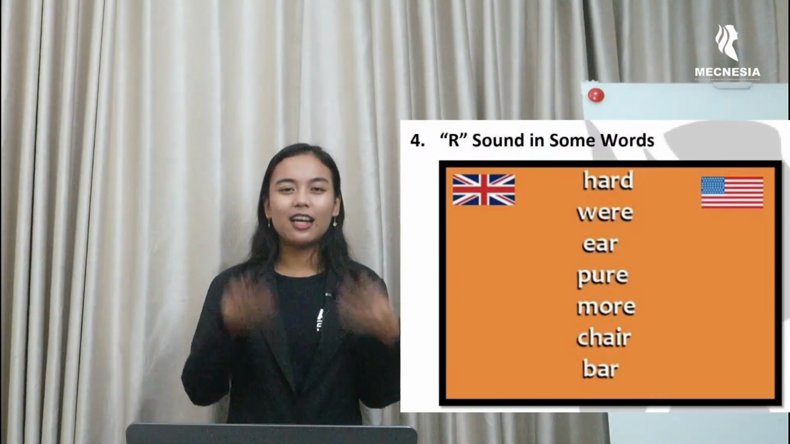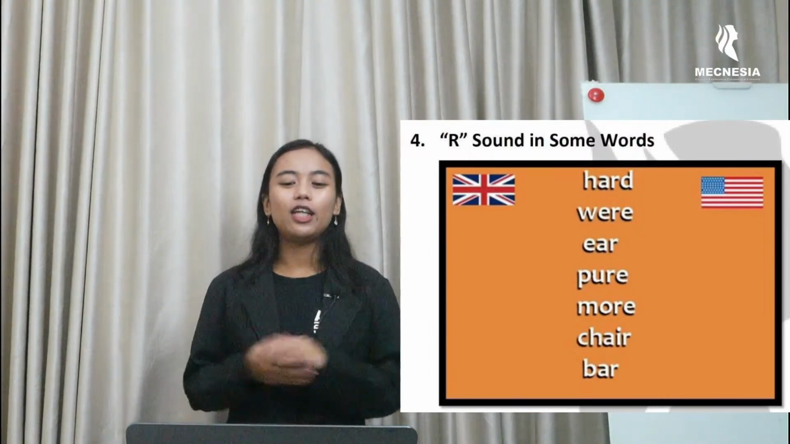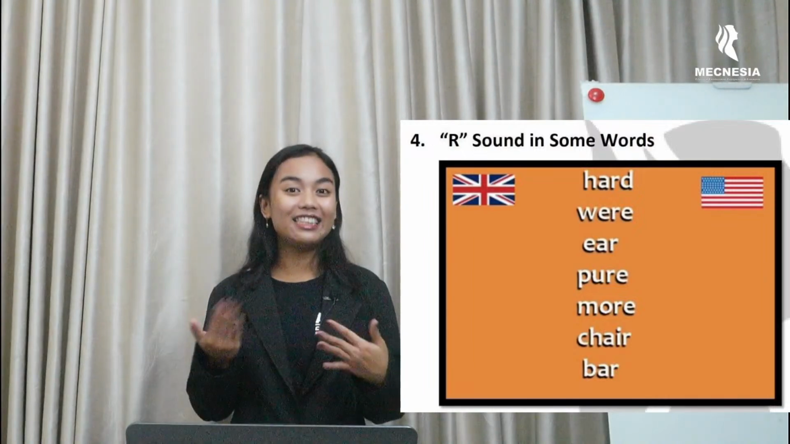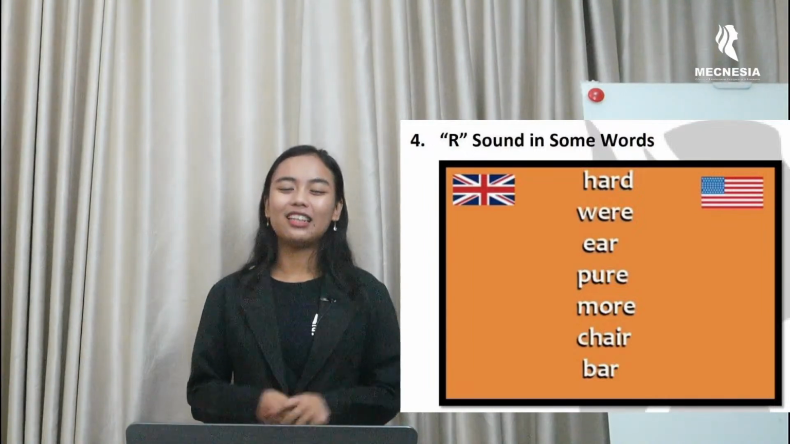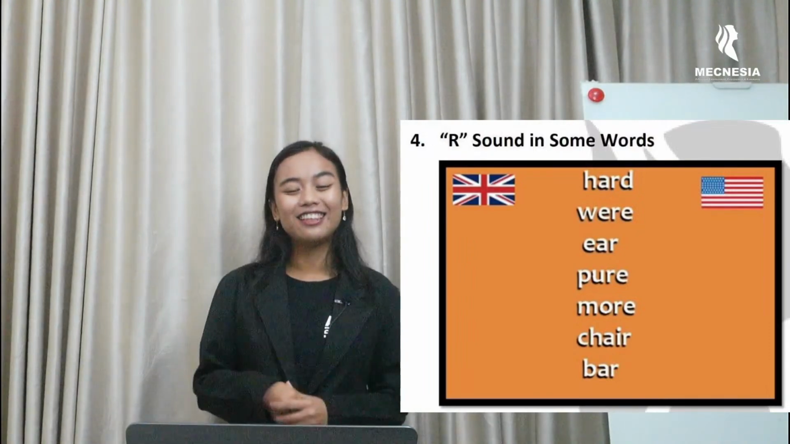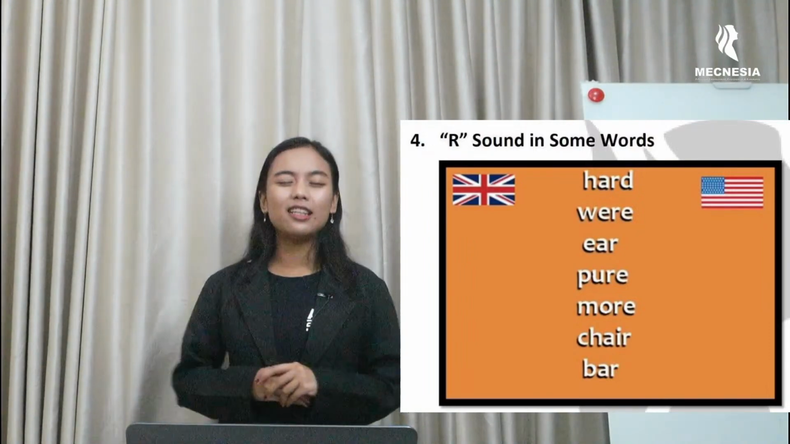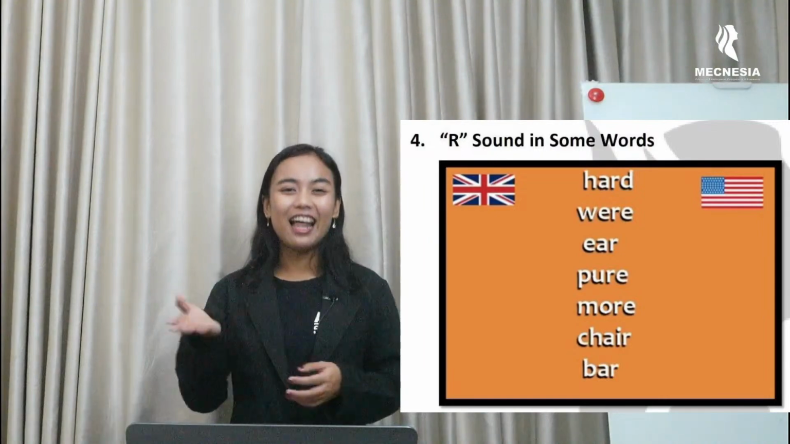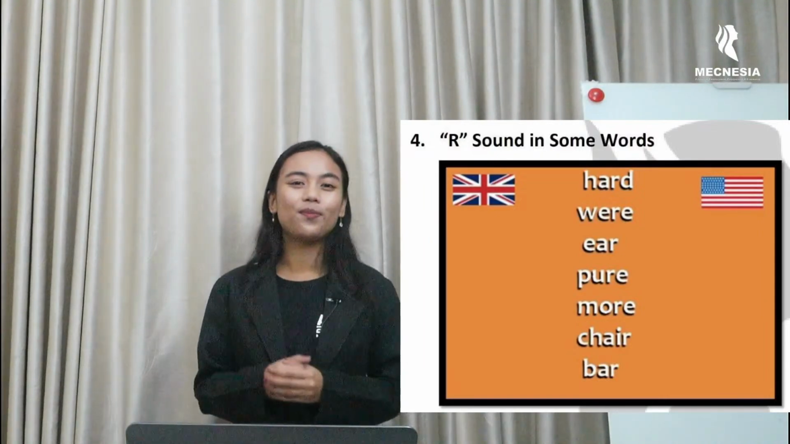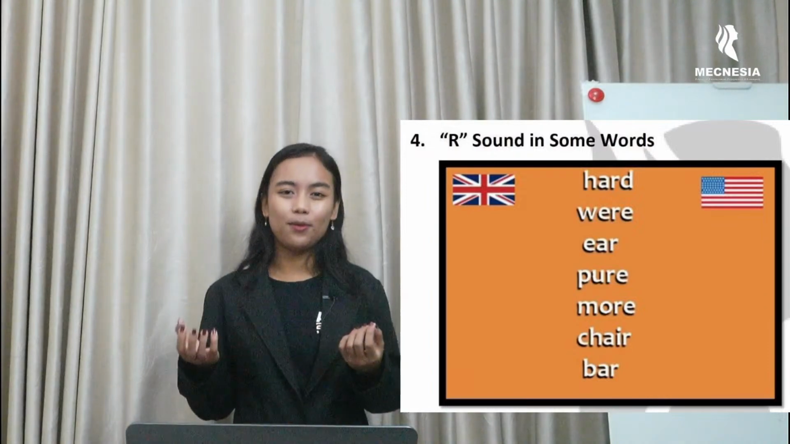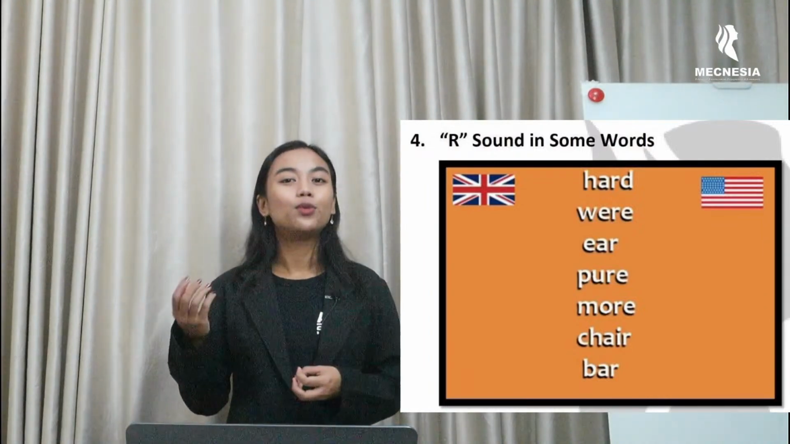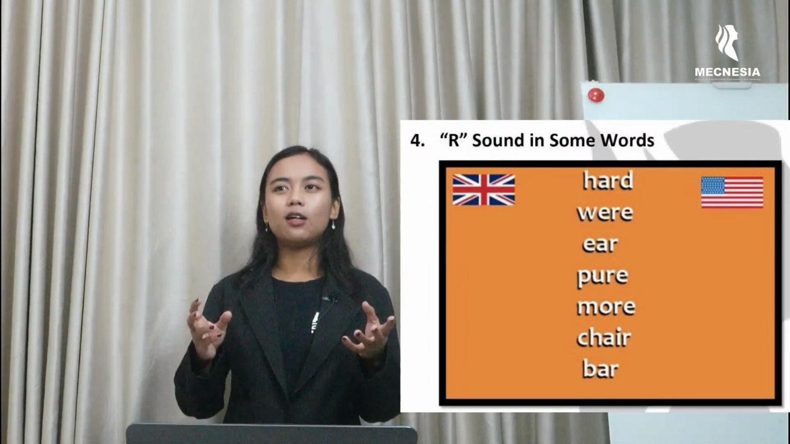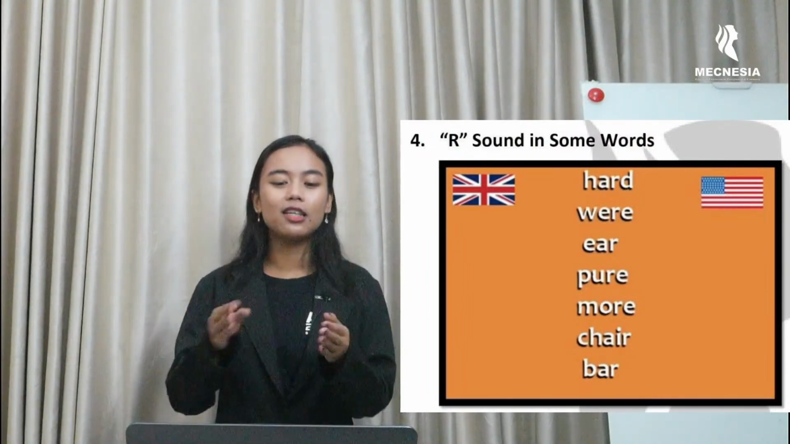Next, we have the word were. In British English, karena R-nya tidak terlalu jelas, we pronounce it as were. Let's try it together. Jadi R-nya hilang. While in American English, sedangkan di bahasa Inggrisnya orang Amerika, we pronounce it as were. Let's try it together. So we have were and were. Okay, were or were means to be. Bisa adalah. Artinya bisa jadi adalah.